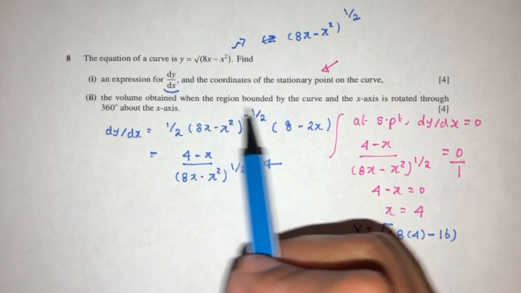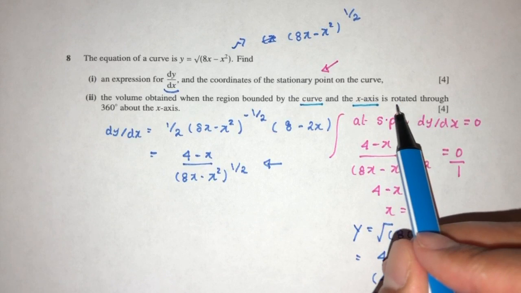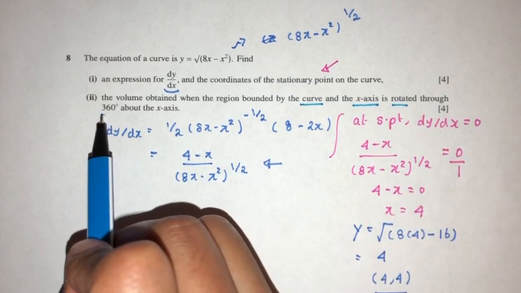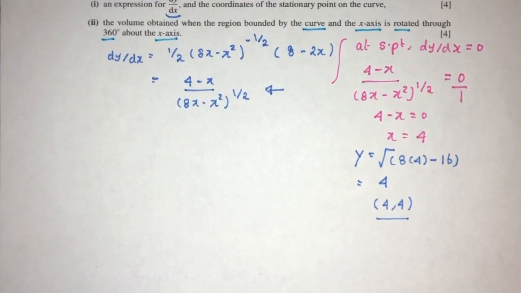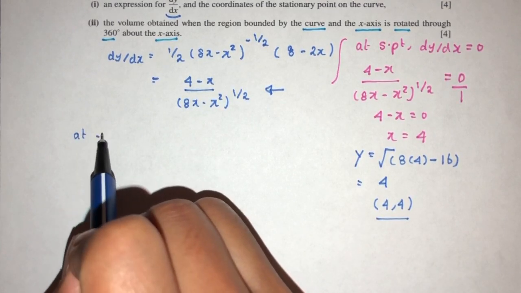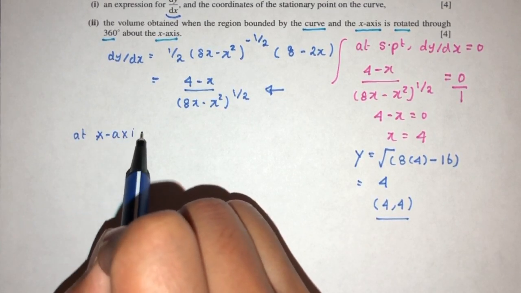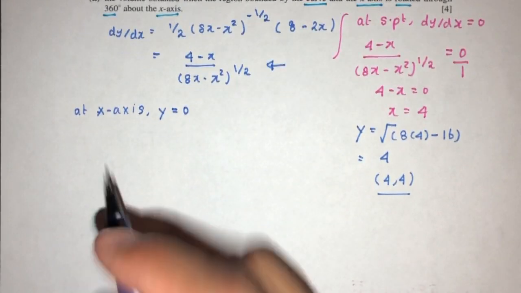Now part 2 of your question. The volume obtained when the region bounded by the curve and the x-axis is rotated through 360 degrees about the x-axis. So again, we have to find the volume when the region is rotated about the x-axis. Pretty easy. We have to find where my curve cuts the x-axis. So let's do that. We know that at the x-axis, the value of y has to be 0.